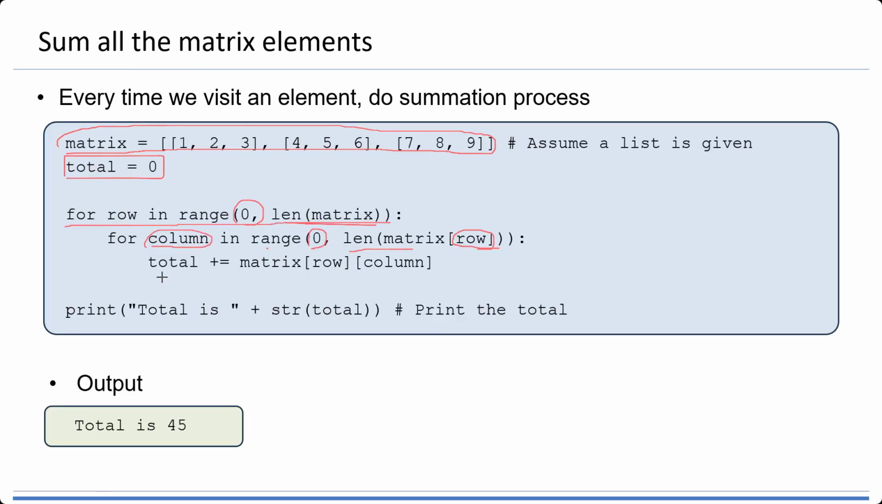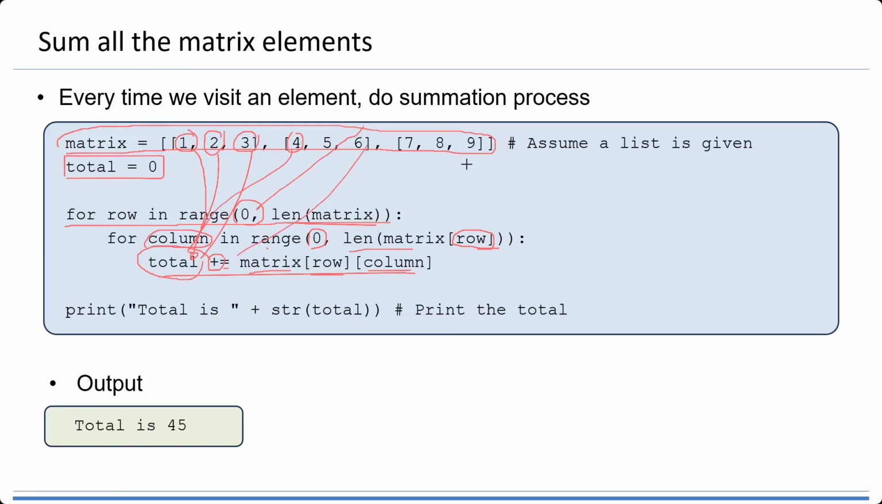And then we do the column. So the total will be plus equal to the matrix row column. So whenever we access this data, let's do the addition and put the value in the variable total. When we access this one, plus this value into the variable total. When we access this data, plus into the variable total.